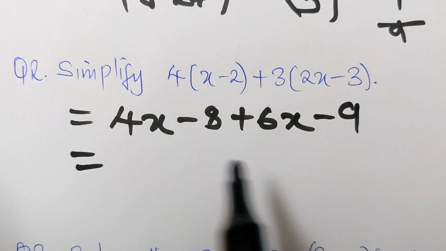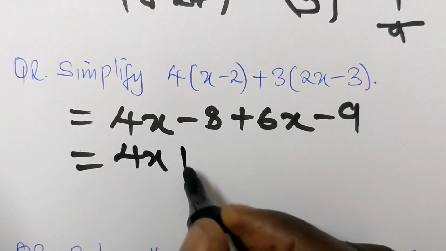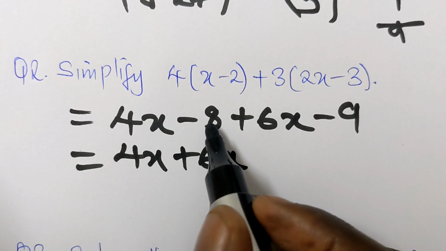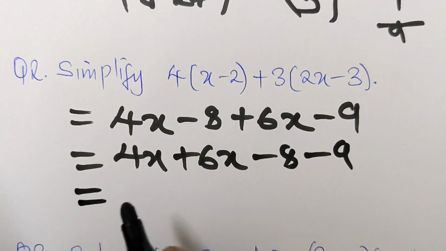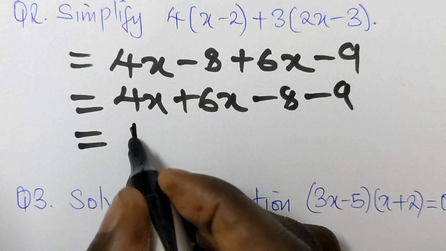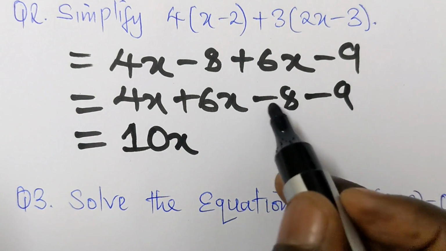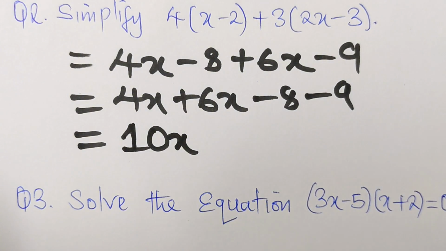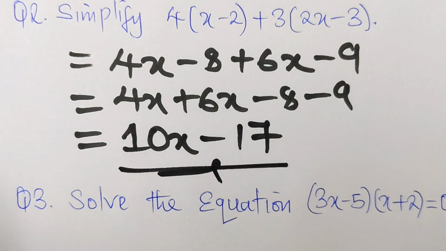Then we collect like terms. So 4x and 6x can add: 4x plus 6x. Then negative 8 and negative 9. So 4x plus 6x is 10x. Then negative 8 minus 9 is addition in negative, so this will give us negative 17. And this is the simplified expression: 10x minus 17 for question 2.